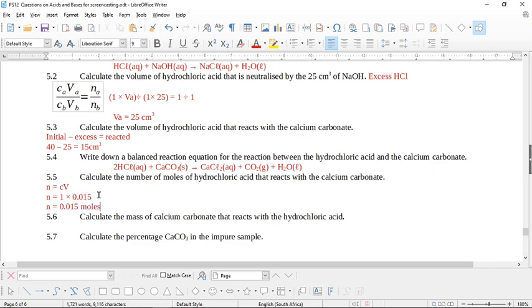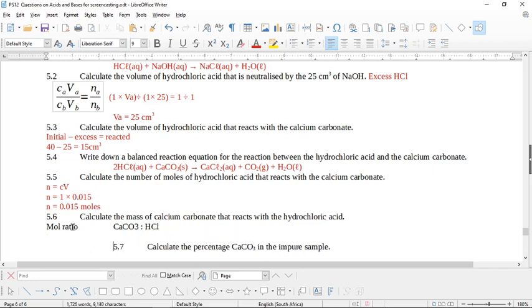Calculate the mass of calcium carbonate that reacts with the hydrochloric acid. Well, if we want to do this, we need to first find the mole ratio with the calcium carbonate. So what is the mole ratio for calcium carbonate to HCl? Let's have a look here.